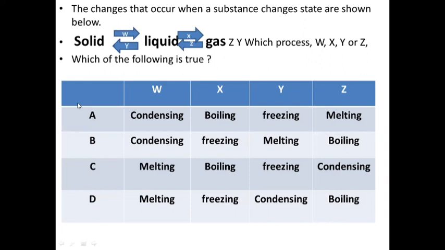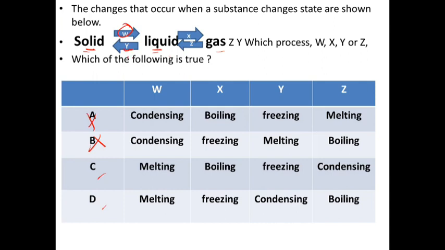Another example. The changes that occur when a substance changes state are shown below. Solid into liquid and liquid into gas. Which choice is correct? Start with W. W represents the conversion from solid into liquid state. So the process in which the solid is converted into liquid is called melting. So A and B are the wrong choices. Maybe C or D.